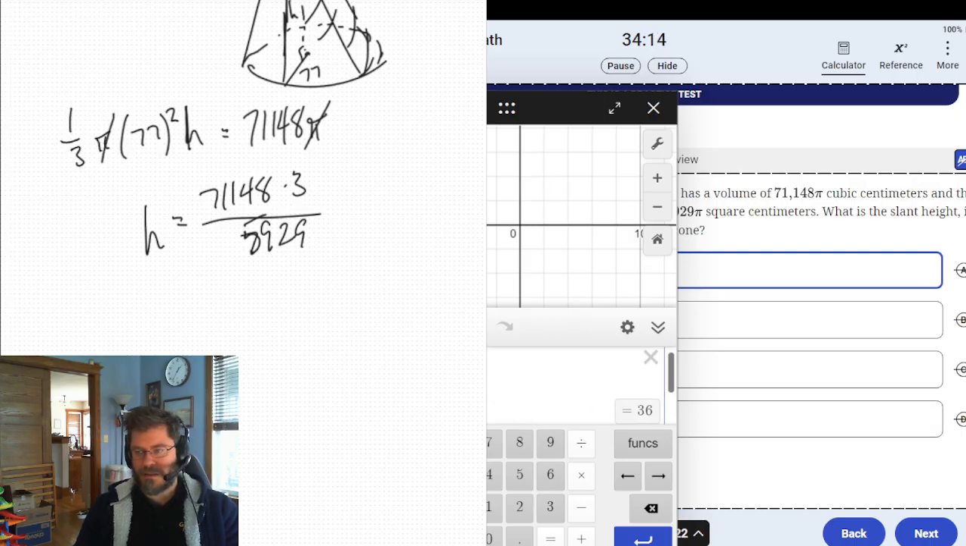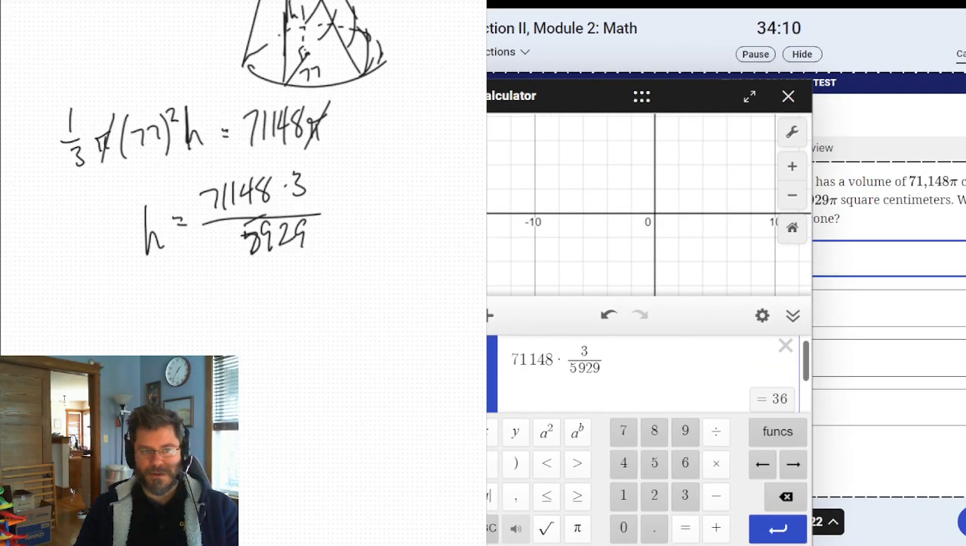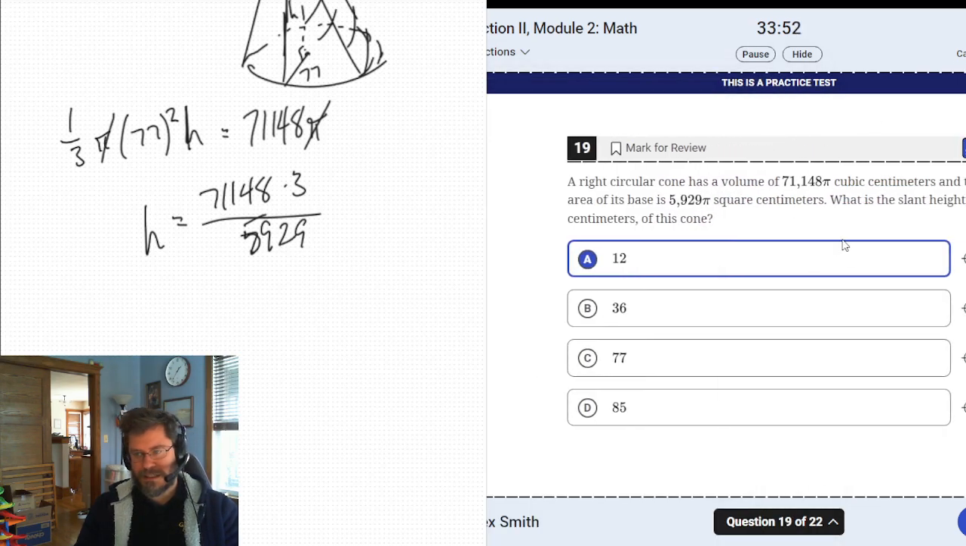The multiplication and division does not care what order you do it in. So the fact that it's like that doesn't make a difference. Like if I did 71,148 times, that should still give us the same answer, 36. So the height is 36, not done yet.